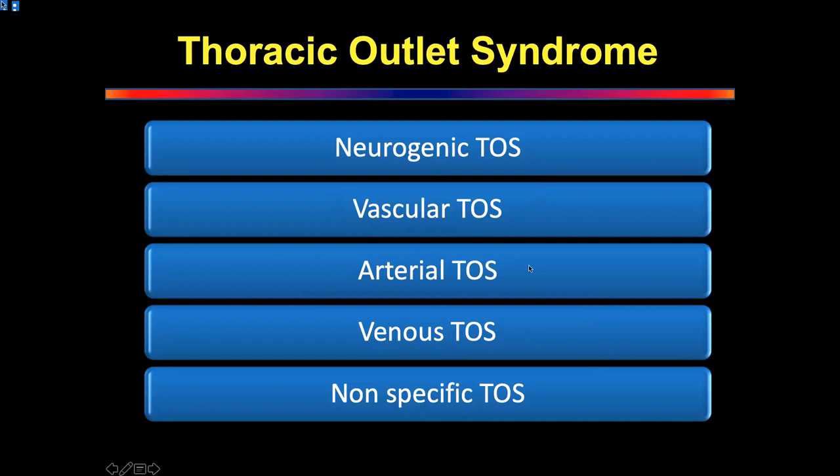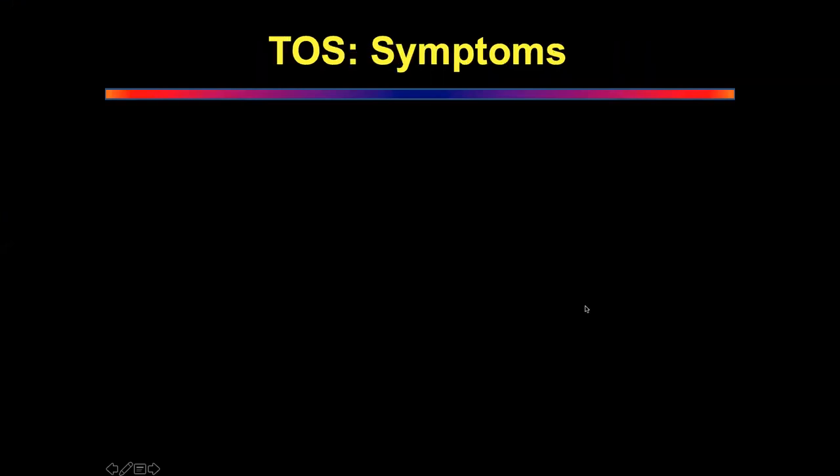So it's very important to take a nice detailed history, because the history will actually give you a good clue as to what is the structure that is compressing. And then it will also give you a good clue as to what is the area. Is it the interscalene triangle? Is it the costoclavicular area? Or is it the subpectoral area? So it's very important to take a good history. And that is why I'll go through some of the symptoms that you get.